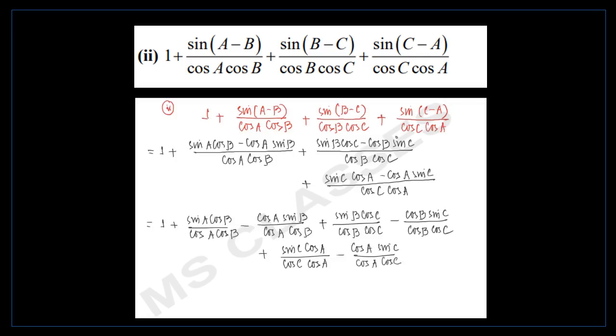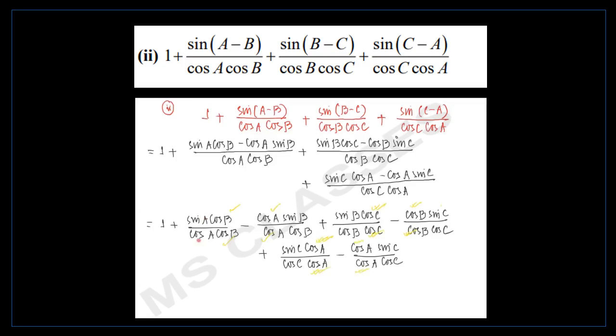Now you can understand here that cos B cancels out. Here cos A cancels out. Here cos C cancels out. Here cos B cancels out. This is cos A, this is cos A, cancel out. Here also this one and this one cancel out. So what do we get here?